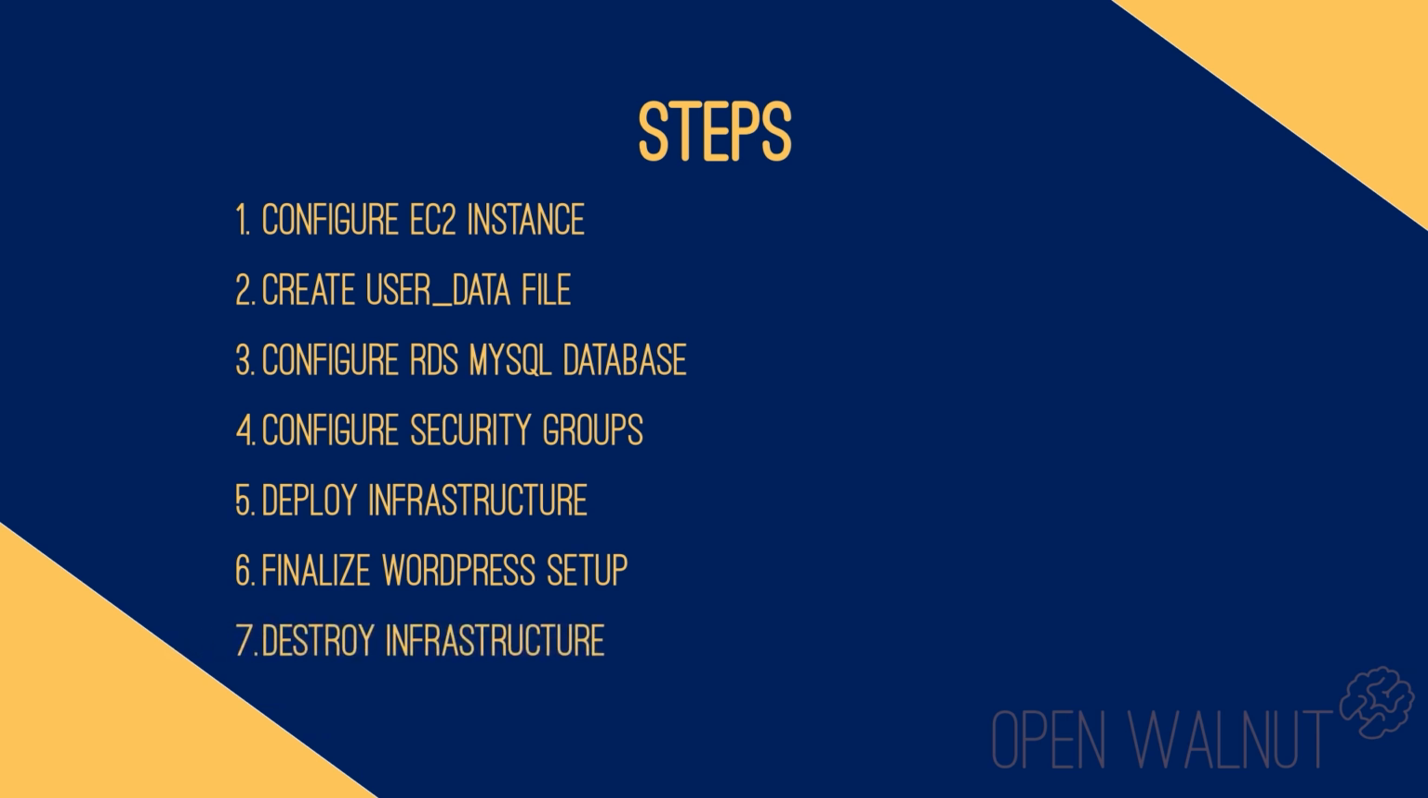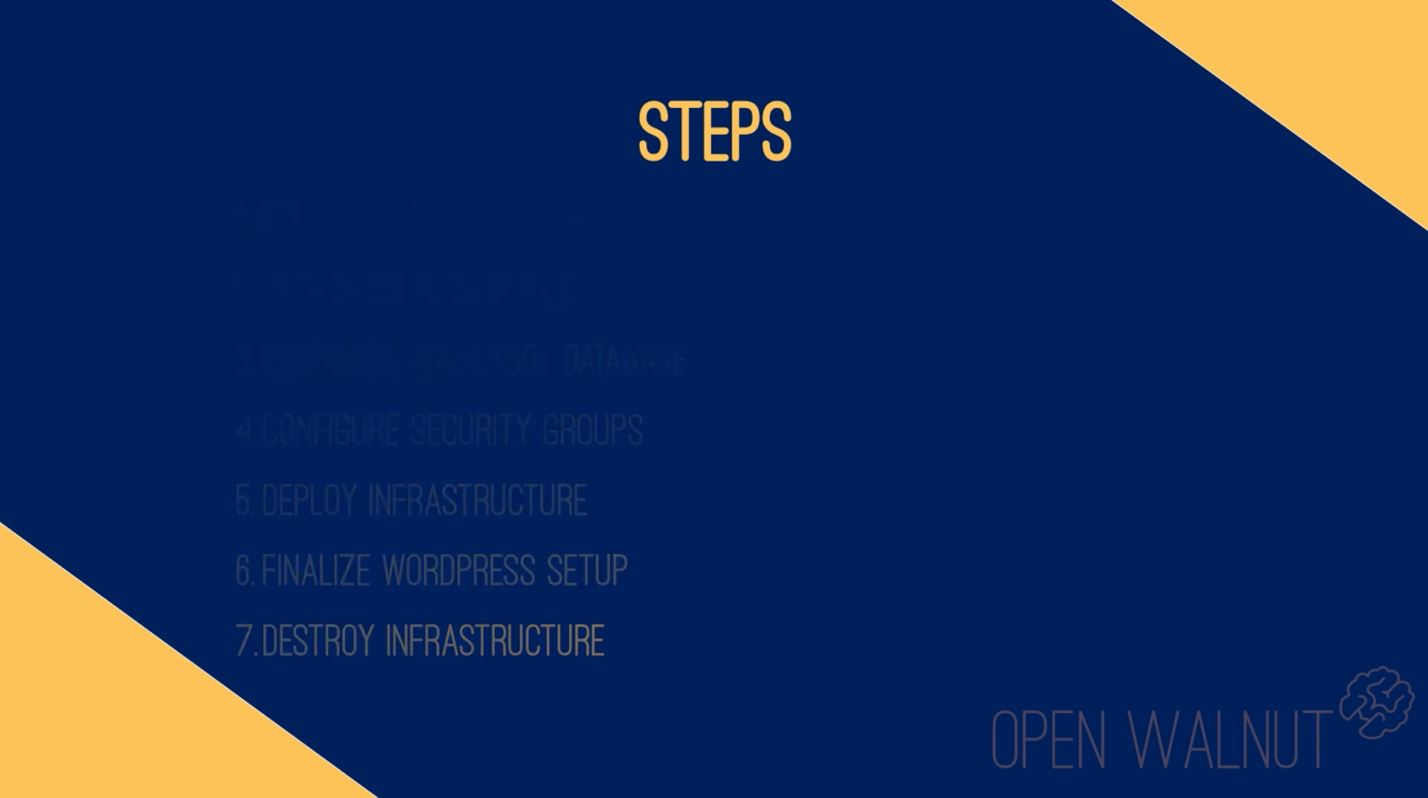After connecting to the EC2 instance through SSH, we can complete our WordPress setup by configuring the database settings, adding security salts, and then restarting the Apache service. After testing and completing the project, we can destroy the entire infrastructure, and that will be the end of the lesson. Now, let's move on to the actual lab.